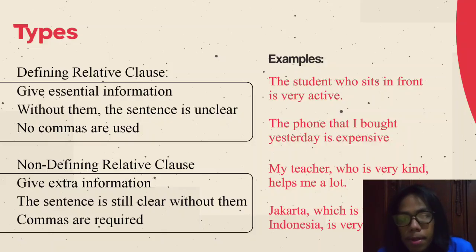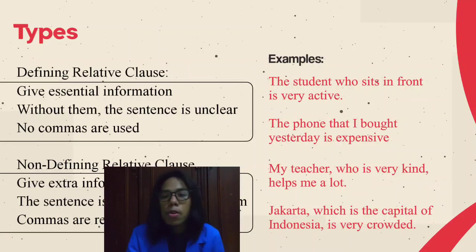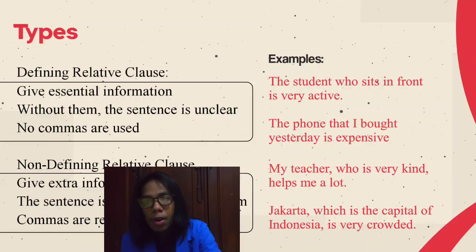We can see this in the examples. The example of a defining relative clause: the student who sits in front is very active. If we erase who sits in front, the sentence becomes ambiguous: the student is very active. Which student is very active? The one who sits in front. So it's defining. It gives essential information. Without it, the sentence becomes a bit ambiguous or unclear.